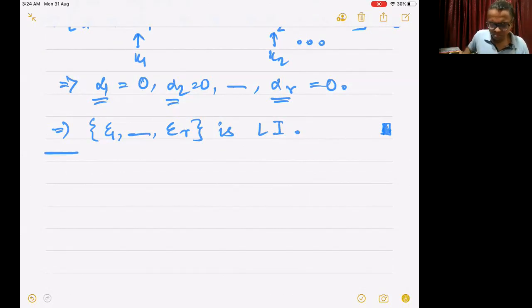Now this also is important for us from another point of view. You see, we have been alluding to this number, right, of non-zero rows in a row reduced echelon form.